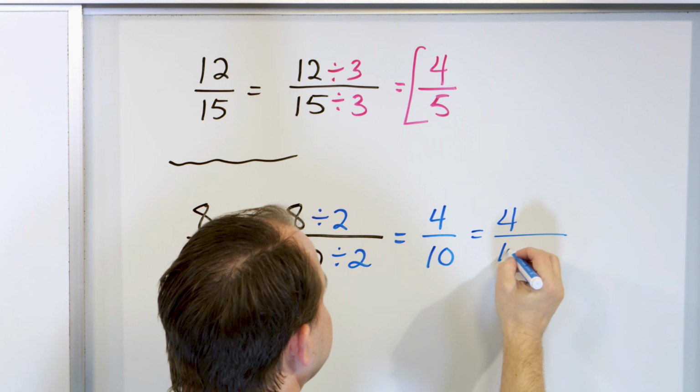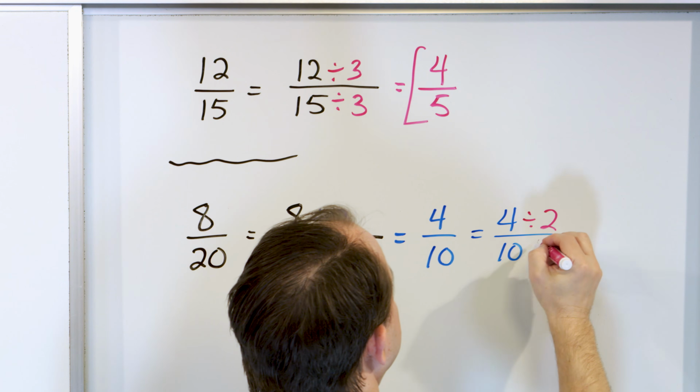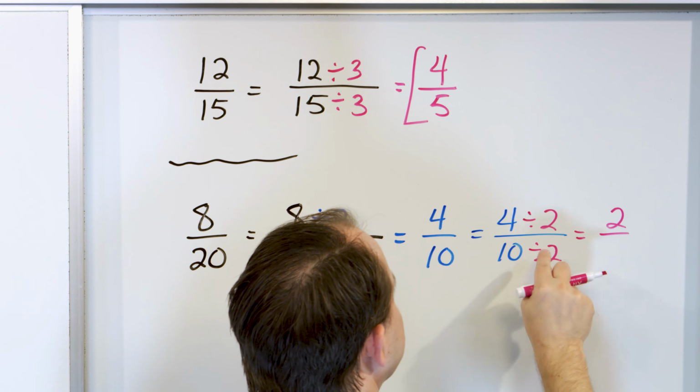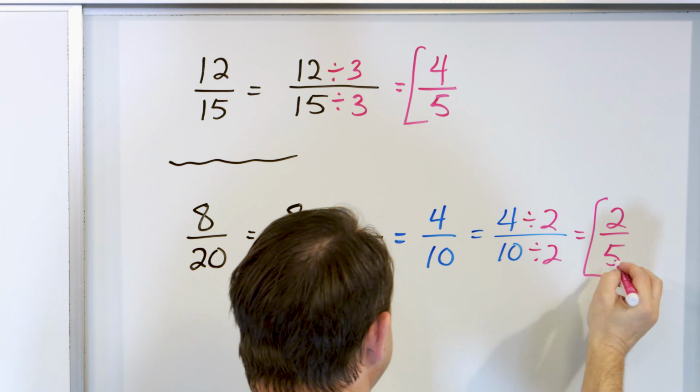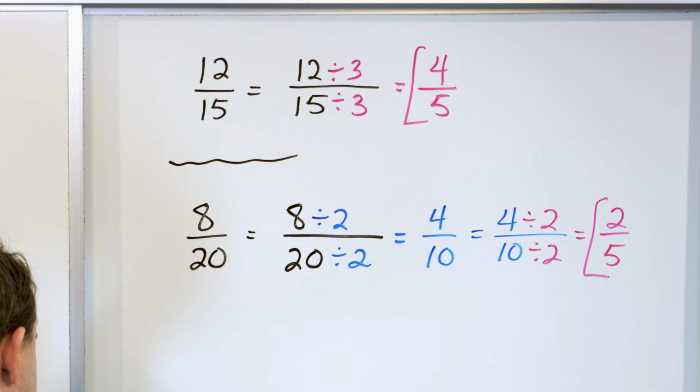So I just write the 4/10 again, and I do the same thing again. I can divide both by 2. Divide the top by 2, divide the bottom by 2. I get 4 divided by 2 is 2, and 10 divided by 2 is 5. And so the answer is 2/5. There is nothing I can divide further to make this simpler.